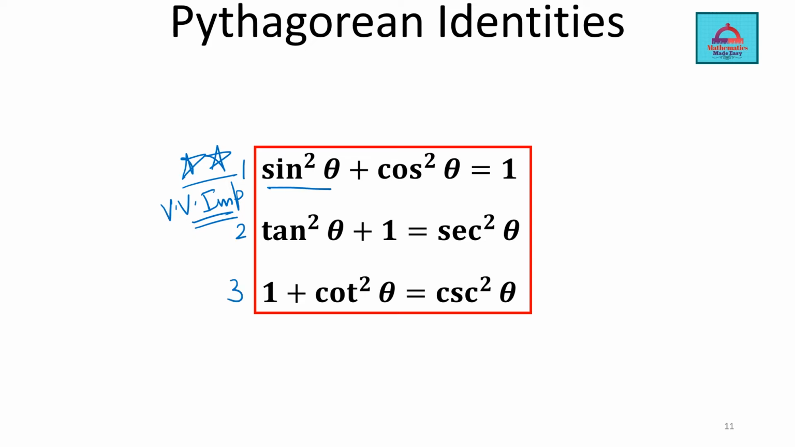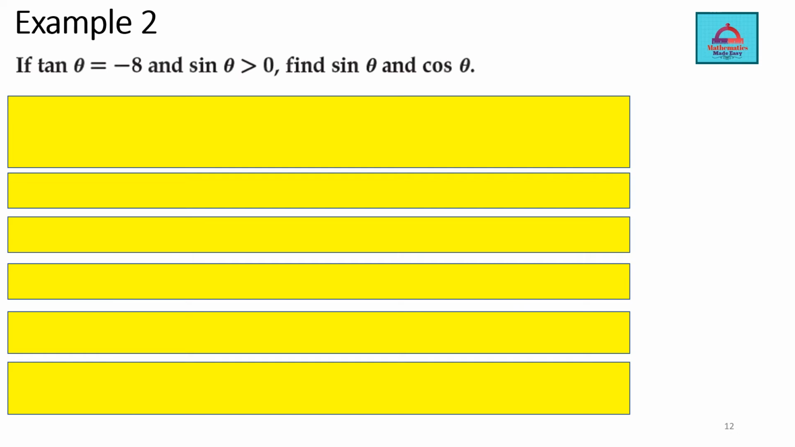So sine square plus cos square equal to 1, 1 plus tan square equal to secant square, and 1 plus cot square, the reciprocal of tan, is equal to cosecant square. So these are the three identities. Let's see a question on how we can solve using them. Here you are given the tan value, tan of theta is minus 8. You are given that sine of theta is positive, and you have to find both of them.